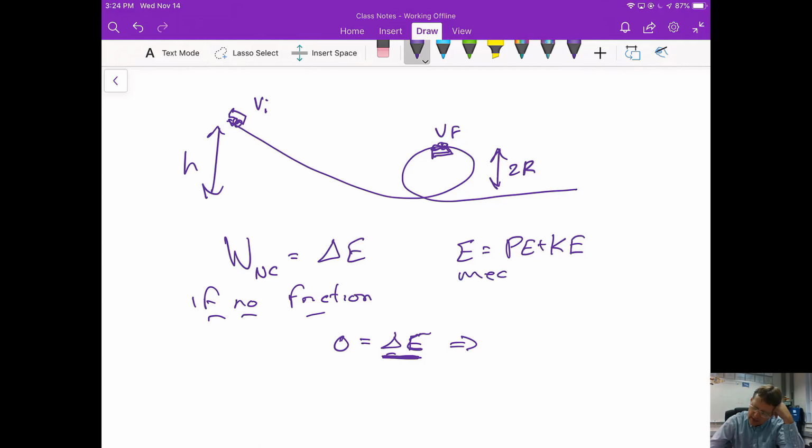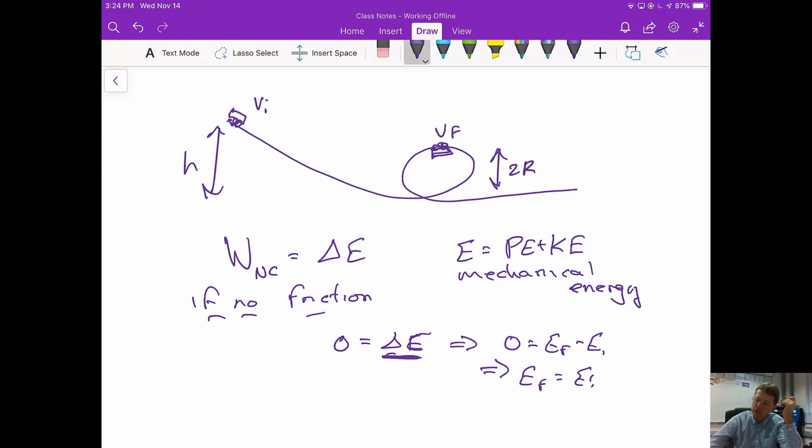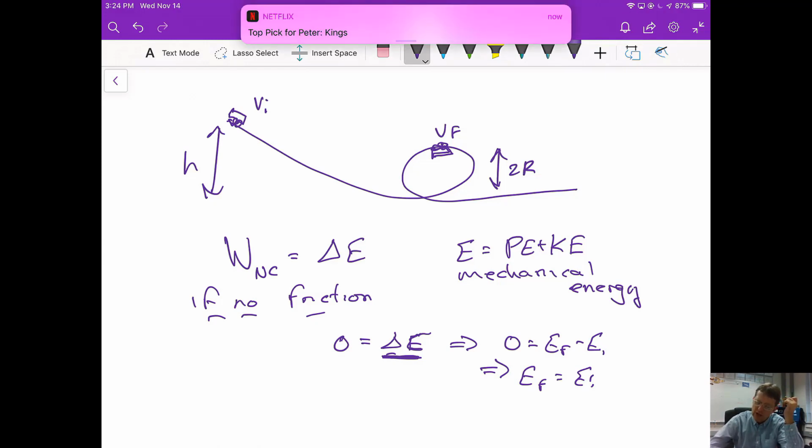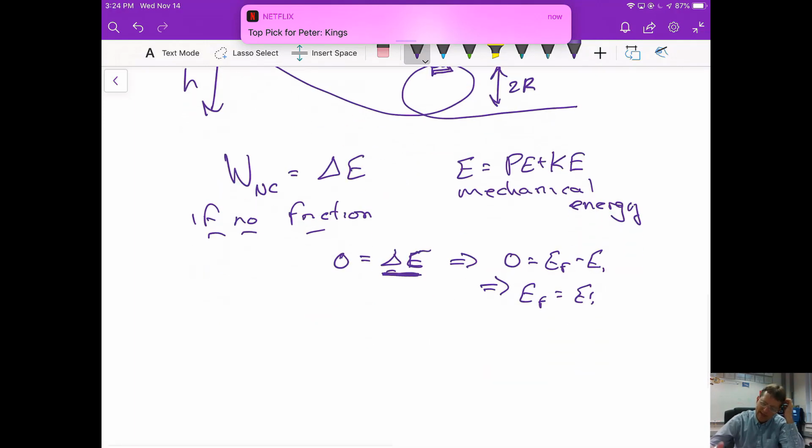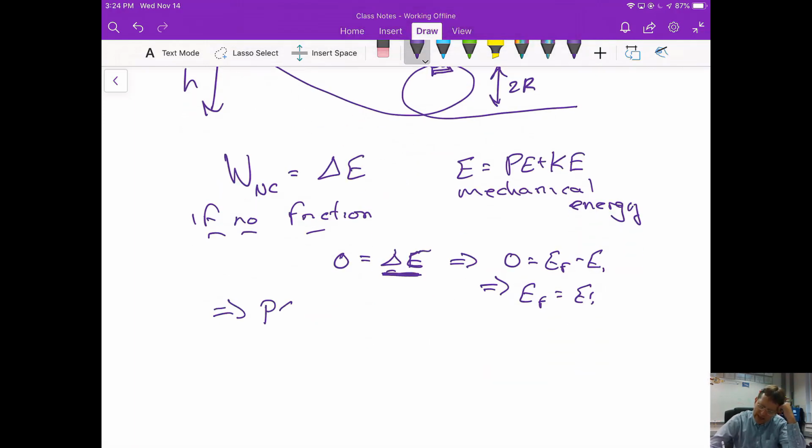So this is mechanical energy, and the change in energy is zero. That means that zero equals E final minus E initial. It means that E final equals E initial. The energy doesn't change throughout the trip. The total mechanical energy is a constant throughout the trip. So therefore PE initial plus KE initial equals PE final plus KE final. That's what we mean by the conservation of energy.